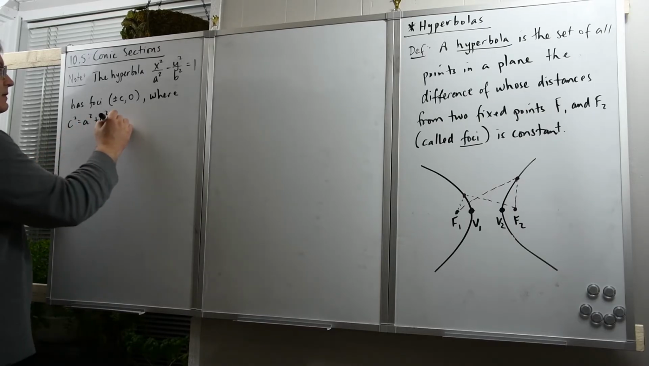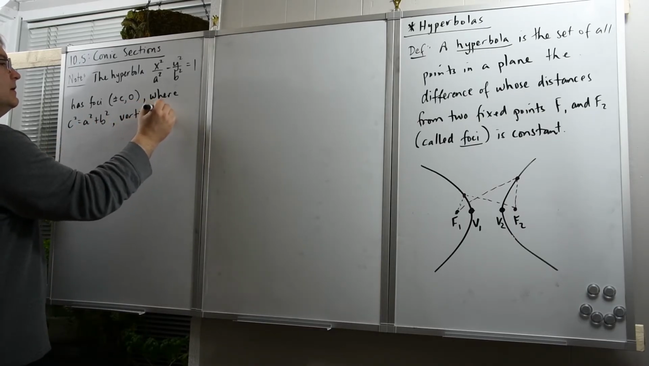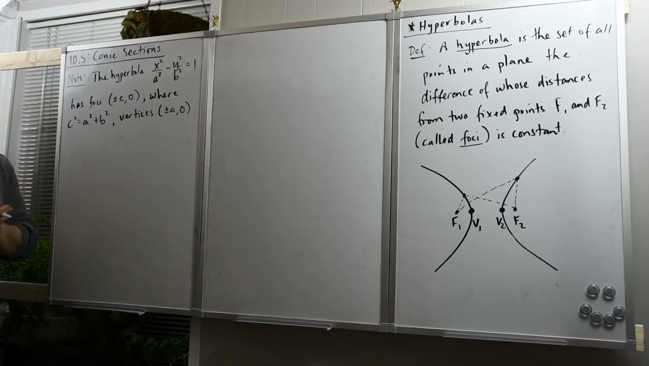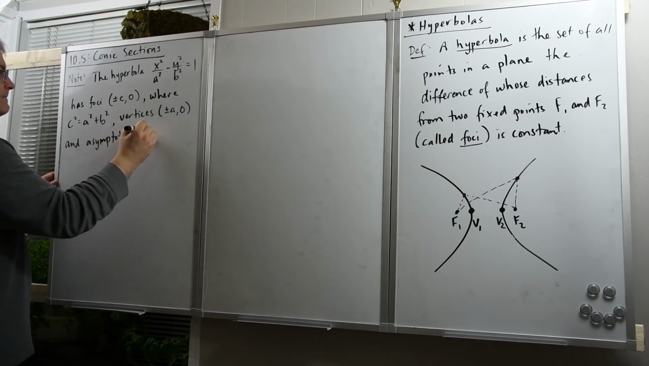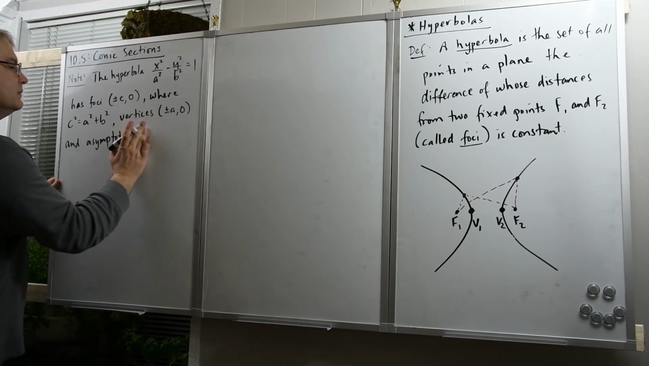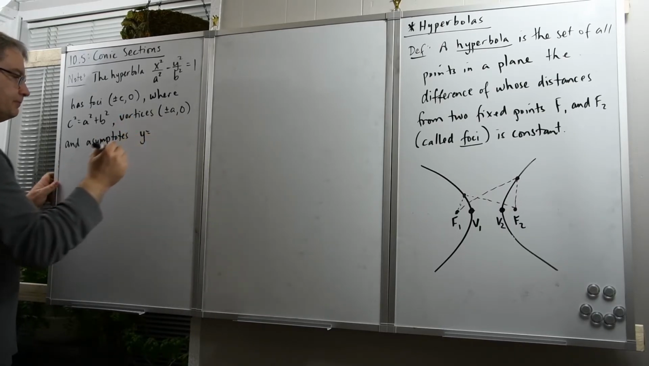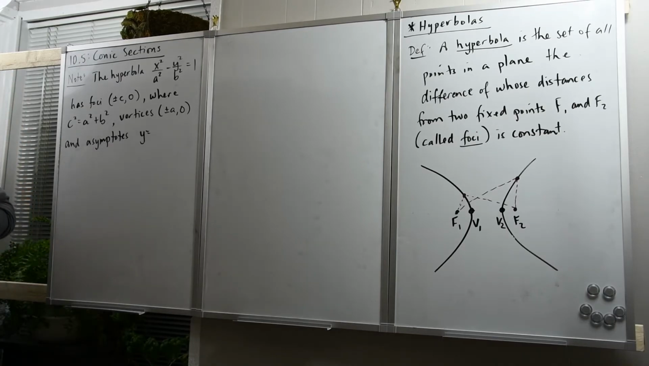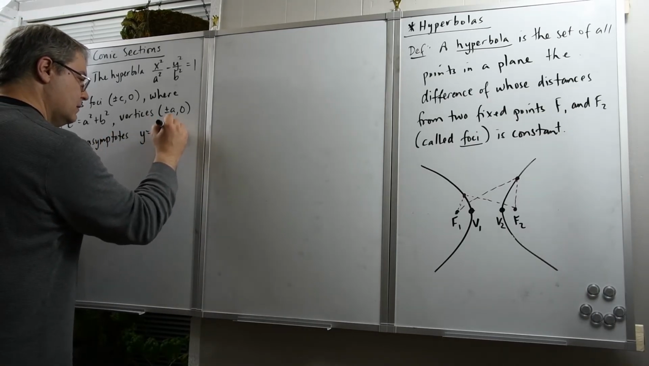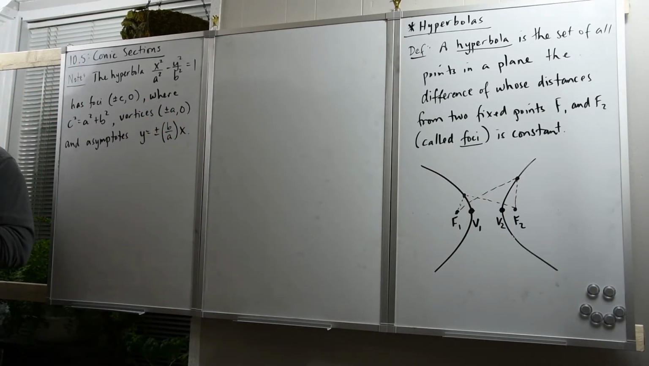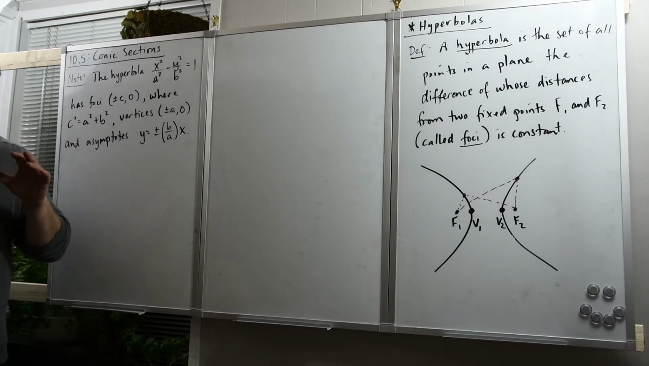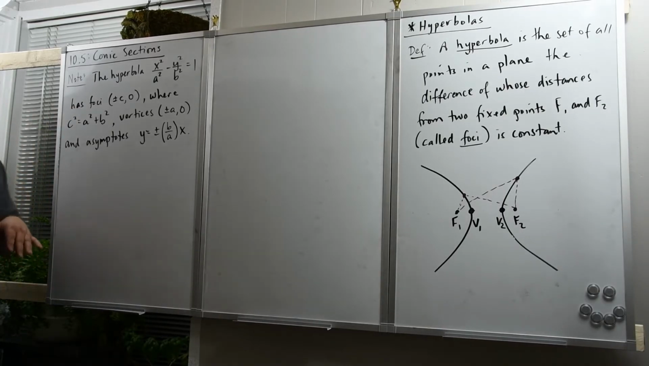So that'll be the relationship between a, b, and c here. The vertices will be located at plus or minus a comma 0. And asymptotes, and these asymptotes are going to be y equals plus or minus b over a times x. All right. Now, where the asymptotes come in is that we're looking at long-term behavior of the graph of the hyperbola.